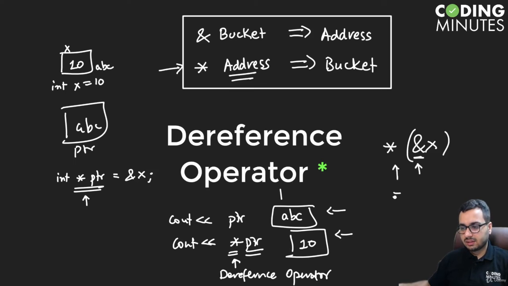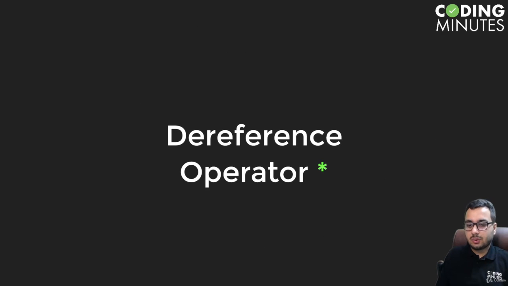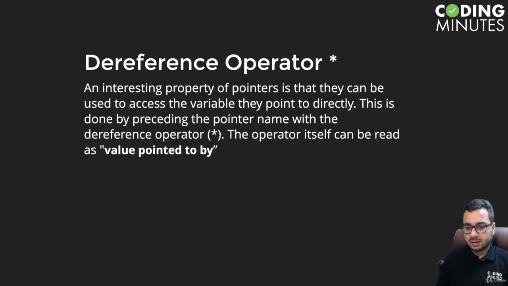So effectively this is equal to x only. This will give you the value that is present in x. So if you do something like this, then you will get 10 as the output. This is what the dereference operator does.